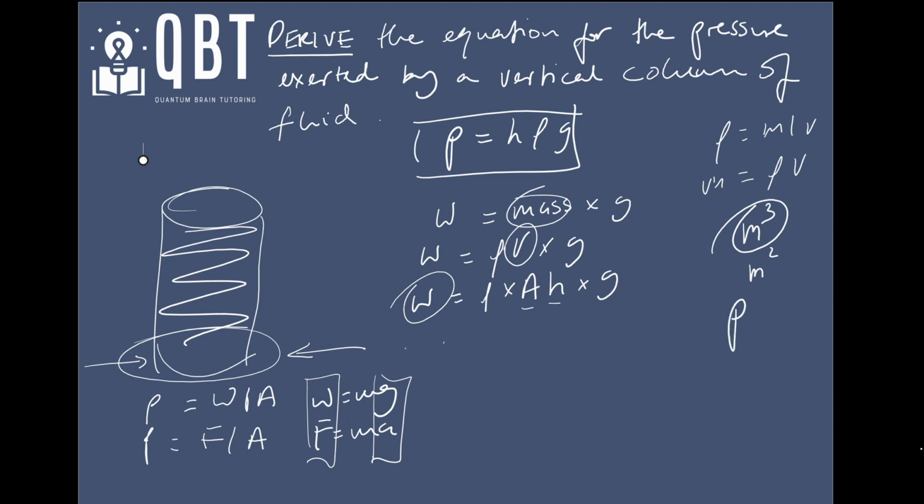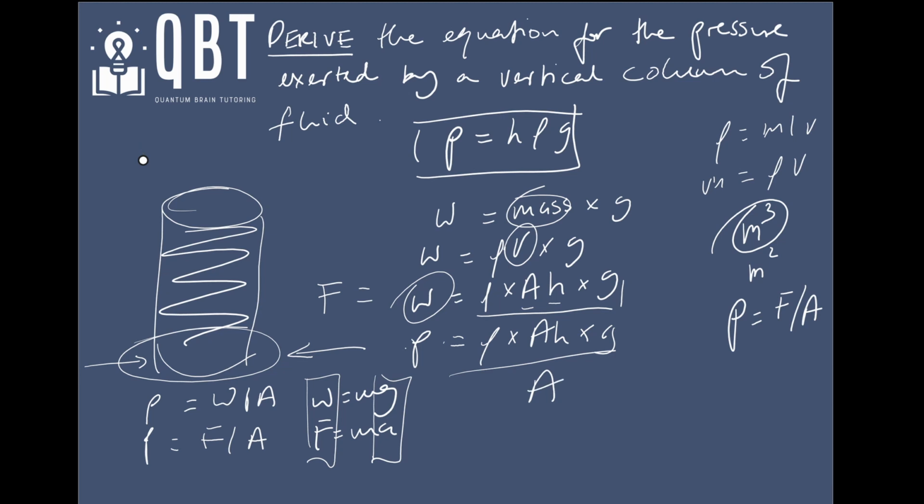And if pressure is equal to force divided by area, we can divide our entire expression by area. So we can say that the pressure is equal to our force, which is here, okay? Because we said that F equals W, which equals our expression. So pressure is equal to density times A times H times G divided by A, our area, okay? We divide through by area, and we see that pressure is equal to rho times H times G, okay? And that's how we derive our expression.